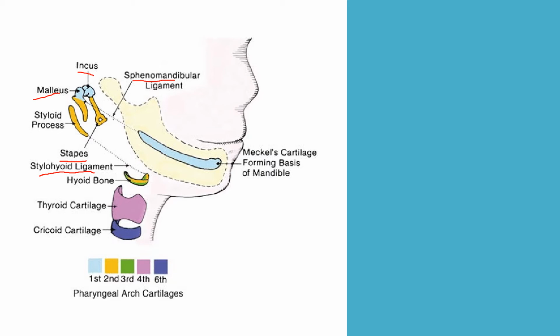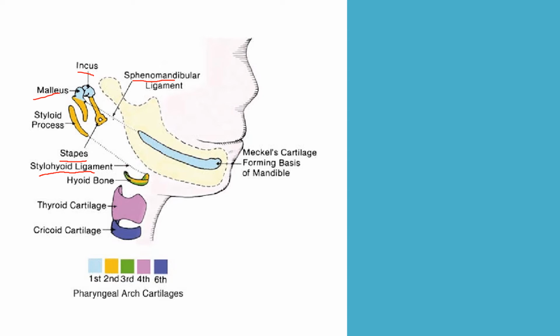So here the yellow shaded area and all are derivatives of the second arch. Next one is the third arch. The third arch has a dorsal part and a ventral part. The dorsal part will disappear and the ventral part forms the greater cornu of the hyoid bone and the lower part of the body of the hyoid bone.